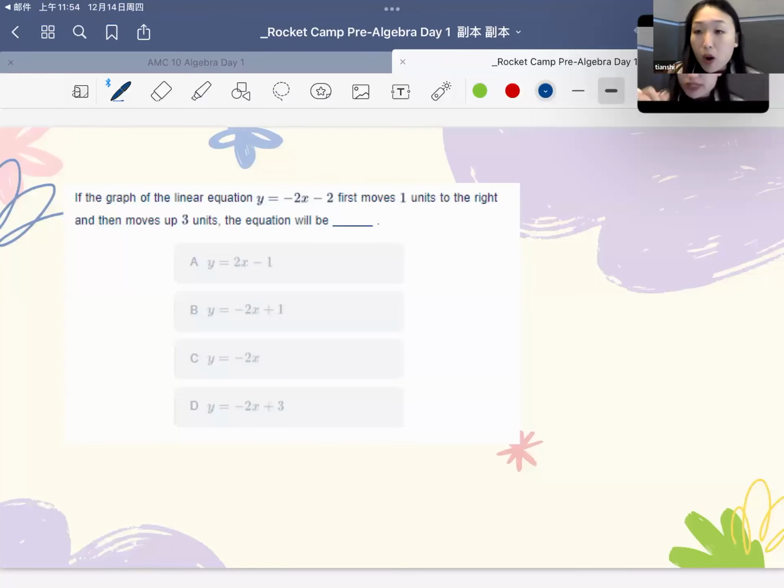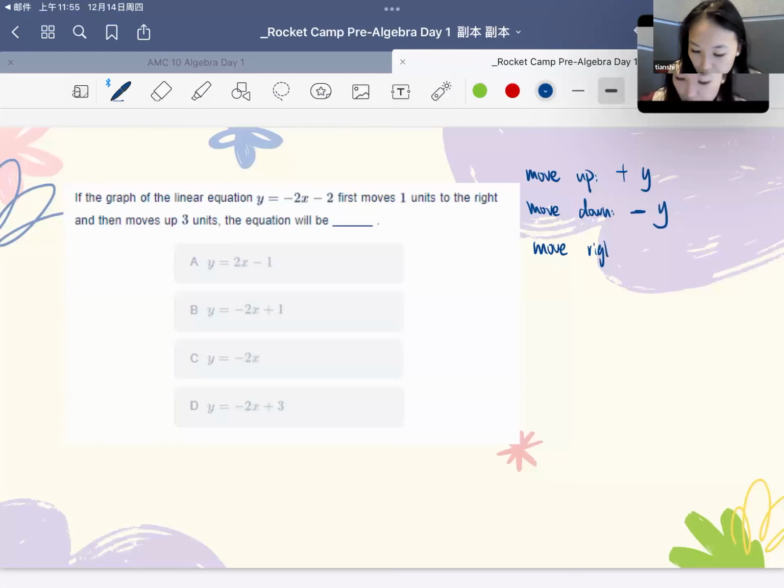So we need to think about what are the rules for moving the equations, right? For moving the equations, if this one is moved up, then we need to plus for the y-axis, so y plus. And if this is moved down, then we need to decrease for the y. And what about moving to the right or to the left? If we move to the right, then we need to minus for the x value.